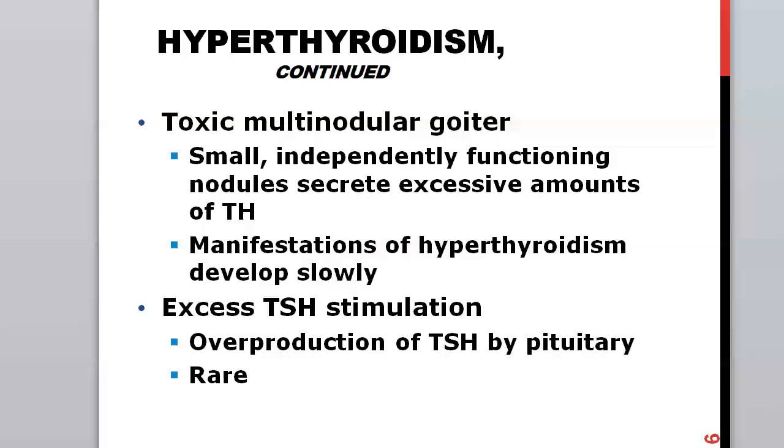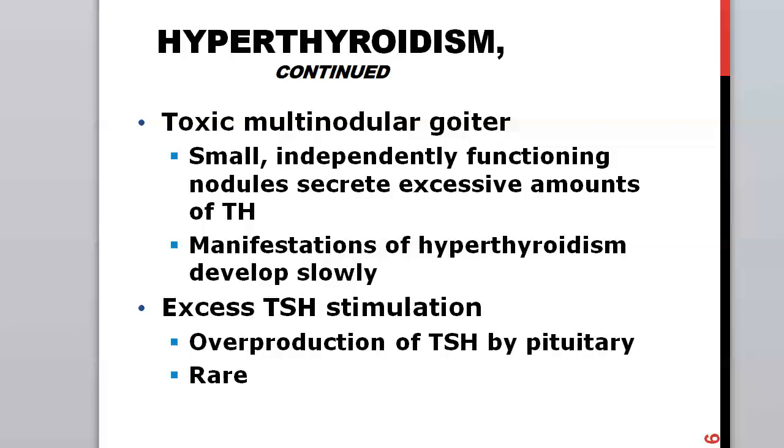All right, the next reason for hyperthyroidism is excess of TSH stimulation, and TSH stands for thyroid stimulating hormone, and this comes from our pituitary gland, the anterior pituitary to be more specific. And what happens is this is overproduced because this is what causes that particular hormone to stimulate the thyroid to secrete thyroid hormones.